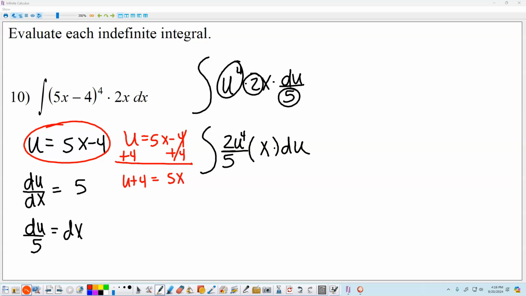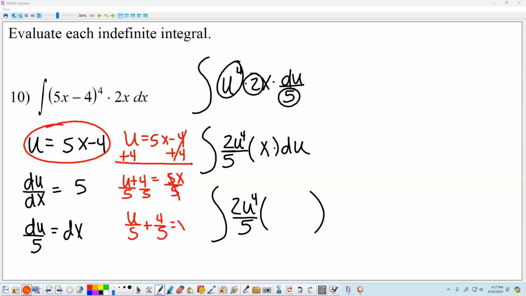And then I'm going to divide everything by 5. And that gives me u over 5 plus 4 over 5 equals x. And now I'm going to replace x with this now. And that will look like the following then. So we have the 2u to the fourth over 5. And in parentheses here, I'm going to have u over 5 plus 4 over 5. And then we have our du.